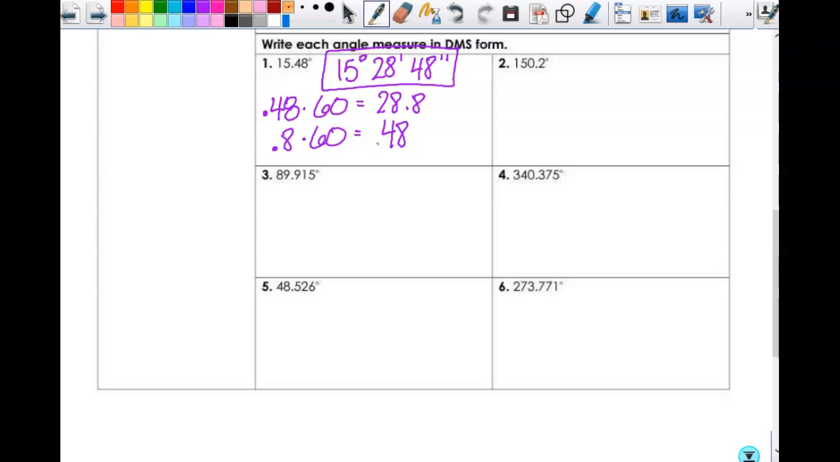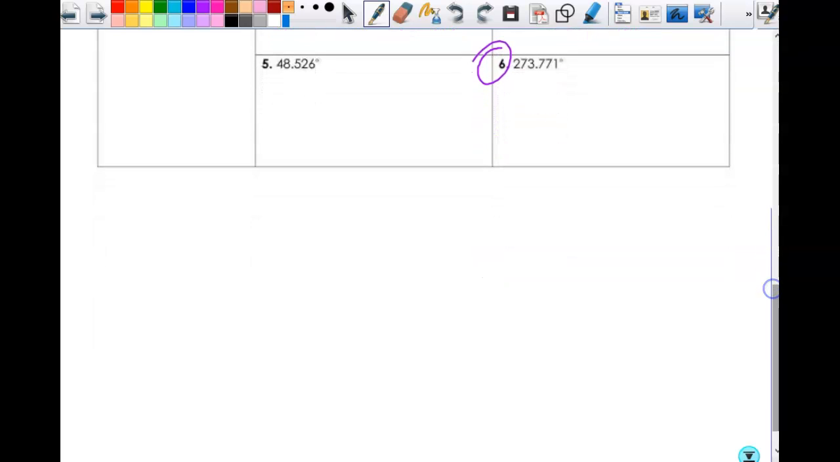Okay, so we're not doing all of these, of course, but we're going to do number 2. So 150 degrees, and then 0.2 times 60. What does that give me? 12. So then this is just 12 minutes. There are no seconds. That can happen, okay? Because it's exactly 12 minutes. No, you don't put 0 seconds. It's just like, that's it. Just like if it was exactly 150 degrees, you just put 150 degrees. Okay. All right, so you work on number 6.